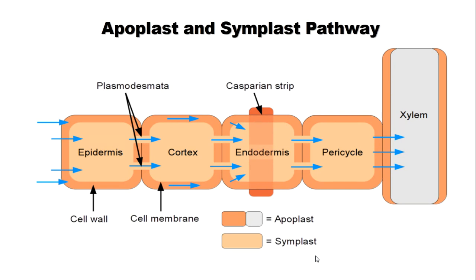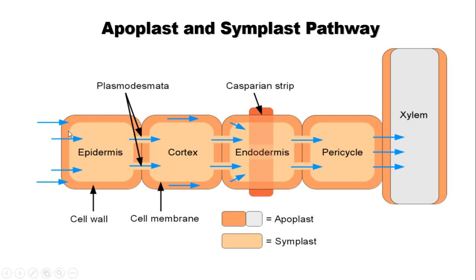Welcome back, students. Today we will be studying the apoplast and symplast pathways of the movement of water inside the plant body. The water which is absorbed from the root hairs of the epidermal cells of the plants can follow two pathways. One is called the apoplast pathway, and the second is called the symplast pathway.